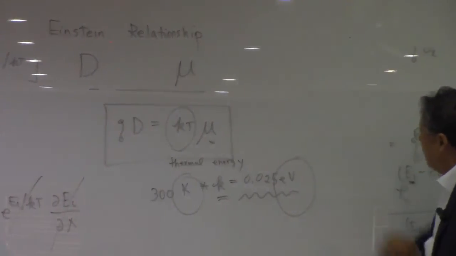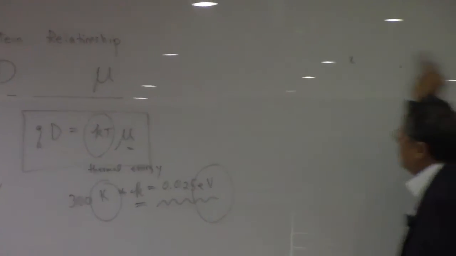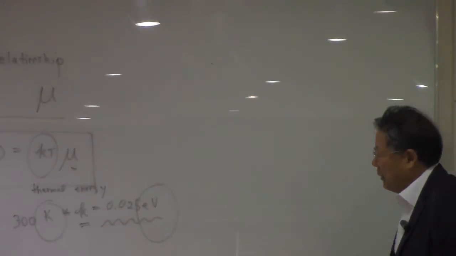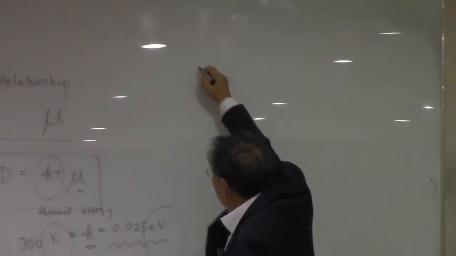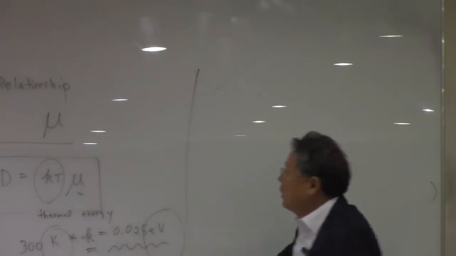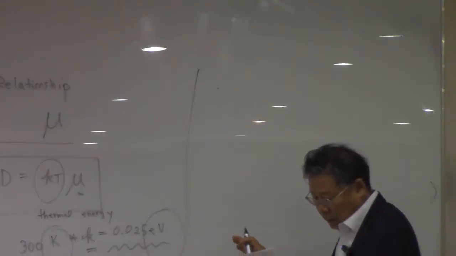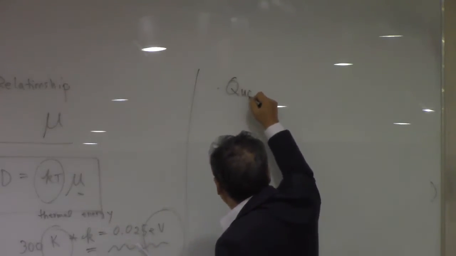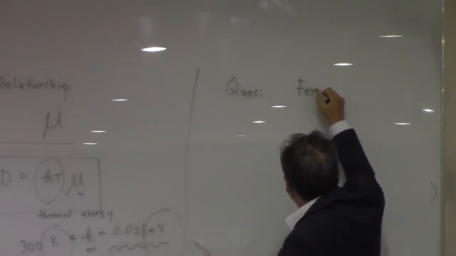So that is the basis for the junctions. We're going to talk about this later. Well, for now, let's just move to another topic, which is going to be called the quasi-Fermi levels.